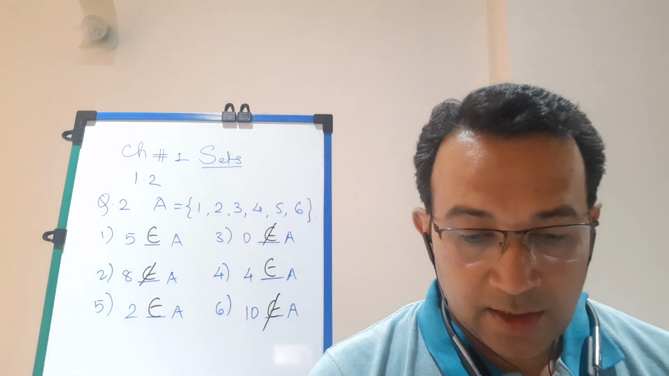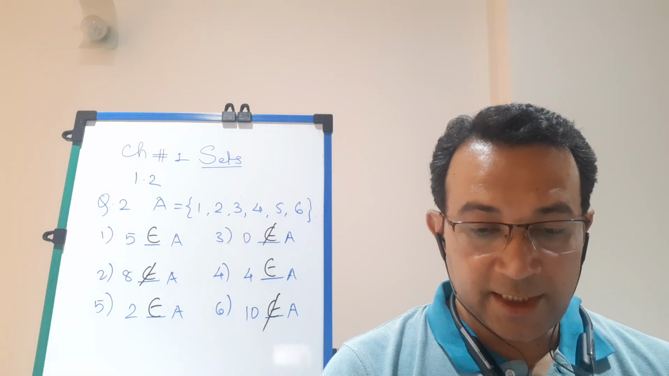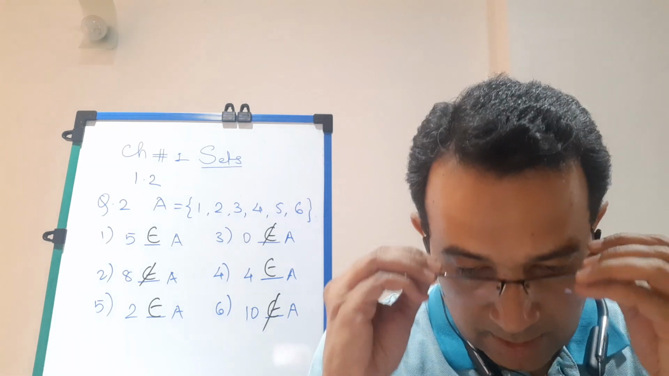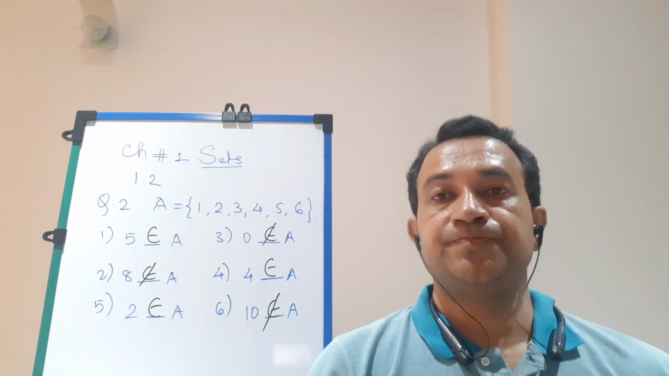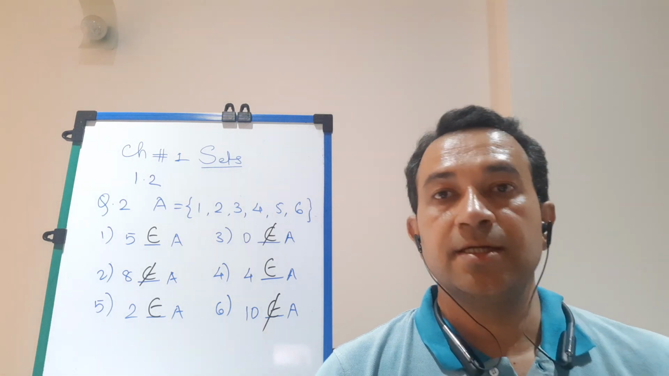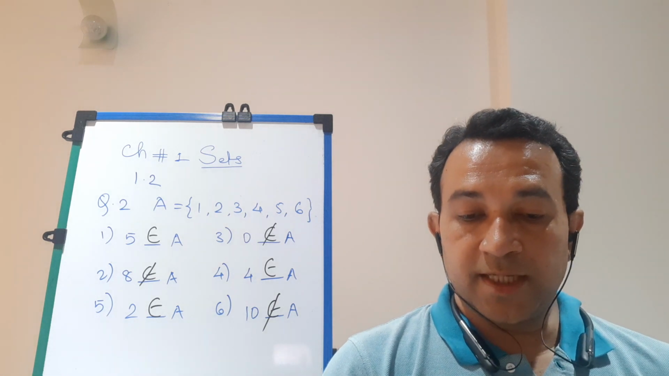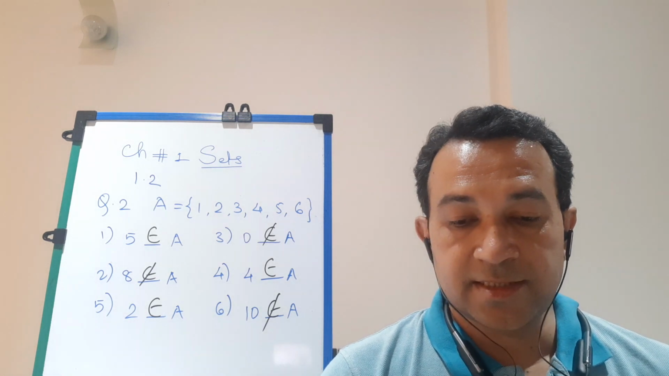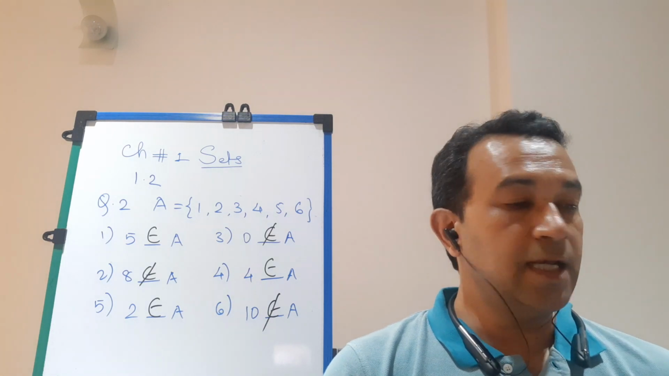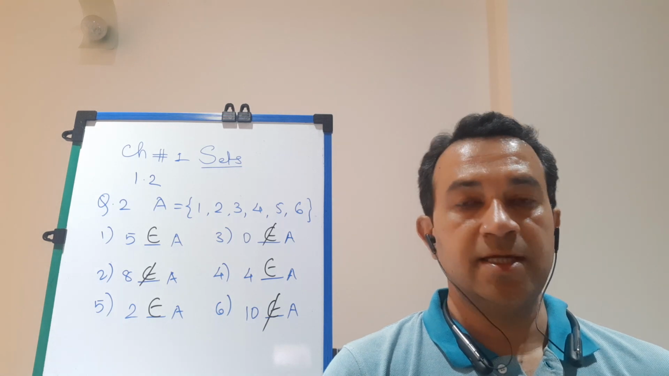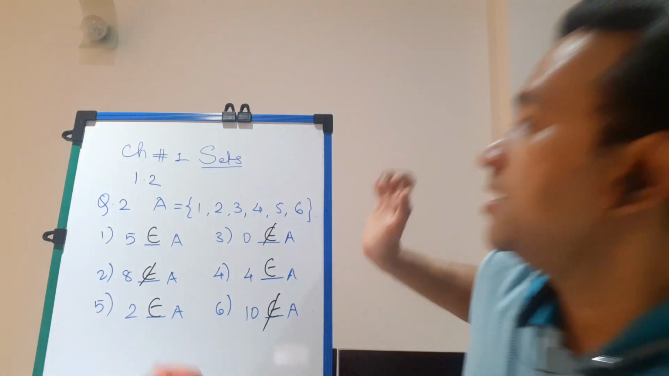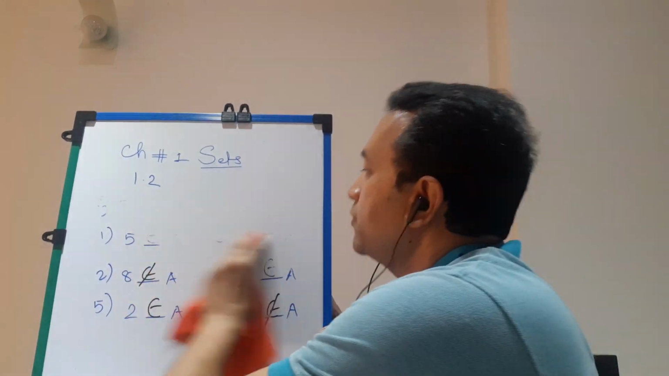Now A is equal to x such that x is an integer and minus 3 less than or equal to x less than 7. Now students, here pay attention. I think in some textbooks it is written minus 3 less than x less than 7, and in some textbooks it is written minus 3 less than or equal to x less than 7. That doesn't make any difference, students. The main part is to understand the concept of the question.